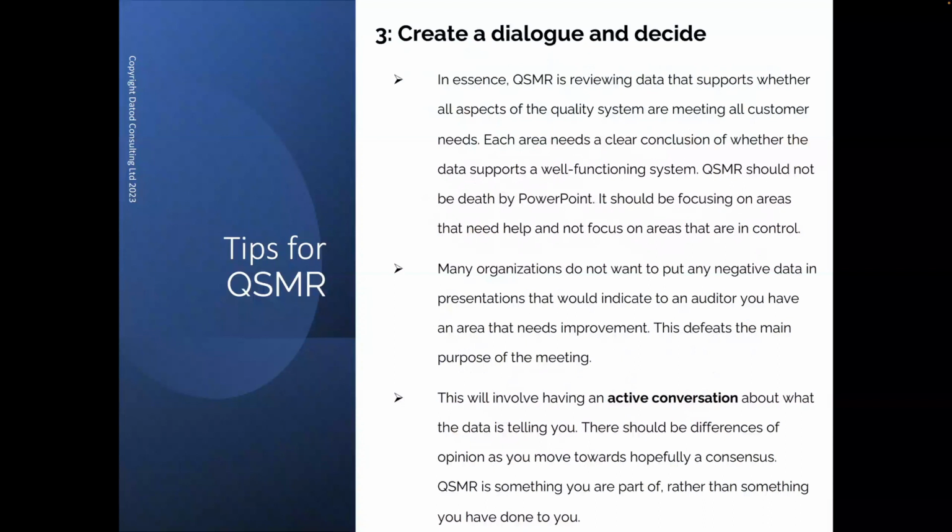And really it should be focusing on areas that need help and not focusing on areas that are in control. For areas that are in control and moving in the right direction, you don't have to have an in-depth discussion. You really should be focusing on areas that you have concerns around.